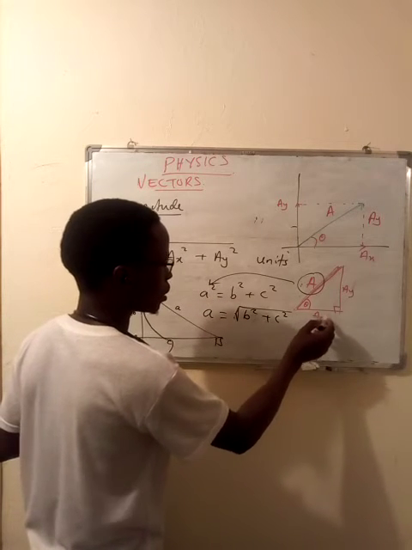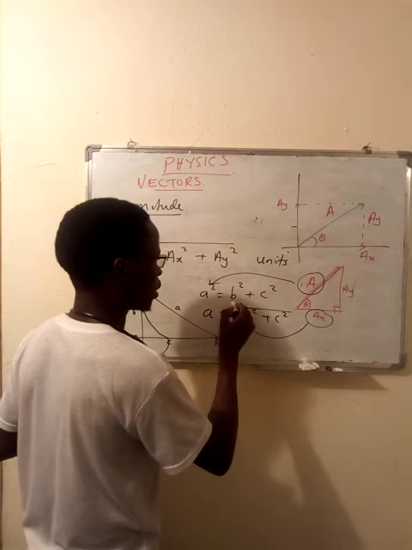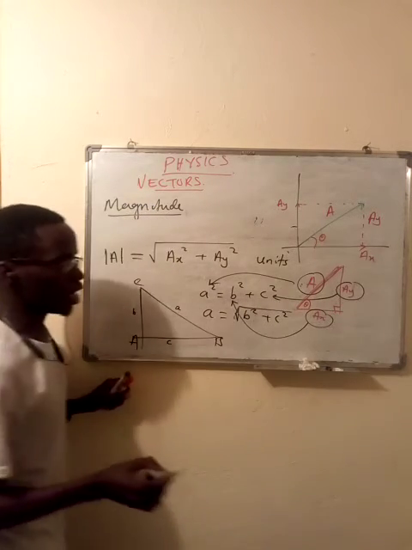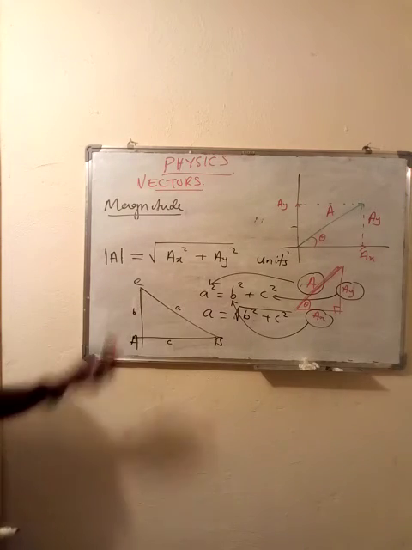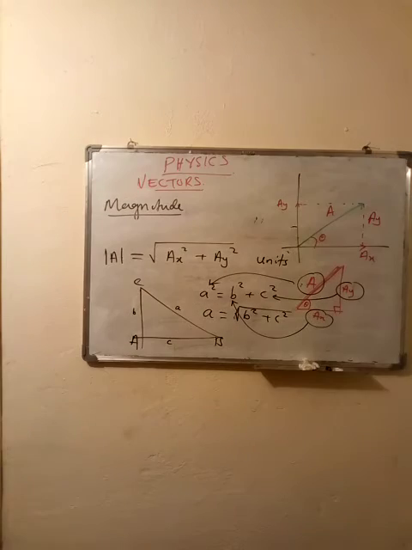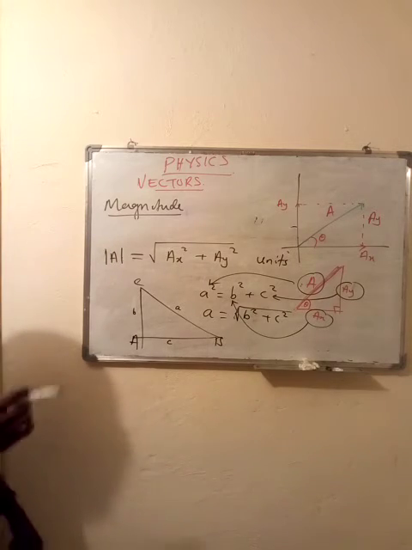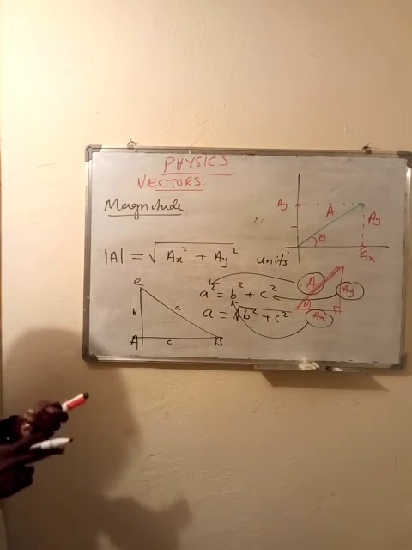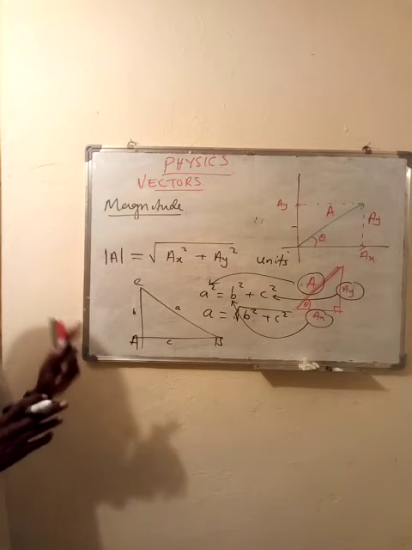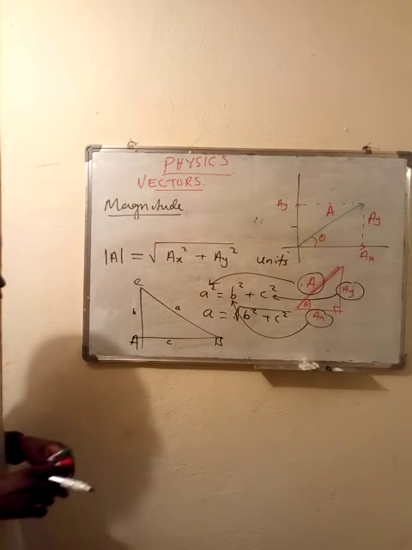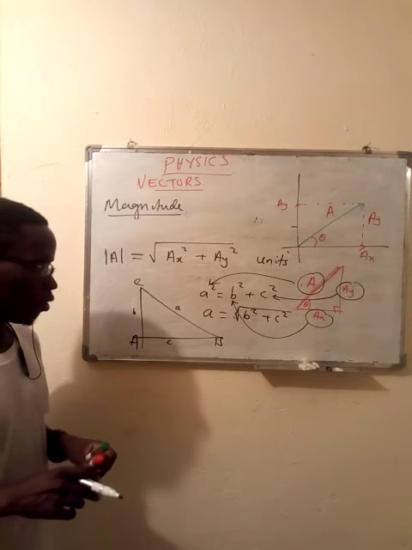So that is basically how you find the magnitude of a vector if you are given the components of that particular vector. If you are given the components, you just square each of them, add them, and then find the square root of the sum of the squares of those components. Very simple and straightforward. Okay, is there any question before I proceed, before we look at the direction of the vector?